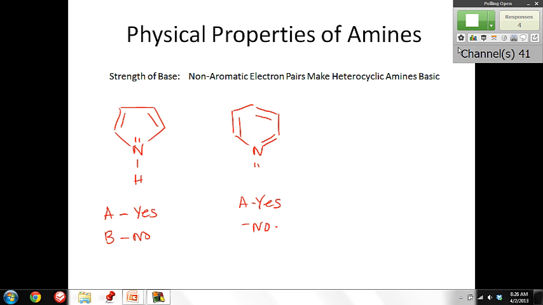Okay. The question is, is this aromatic? I'm sorry, no, that's not the question. The question is, is that nitrogen basic? Is the nitrogen inside of the pyrrole ring basic, yes or no? Will that nitrogen accept an H+? So that's the question. Does aromaticity have something to do with that? Yes. But is this nitrogen basic? Yes or no?